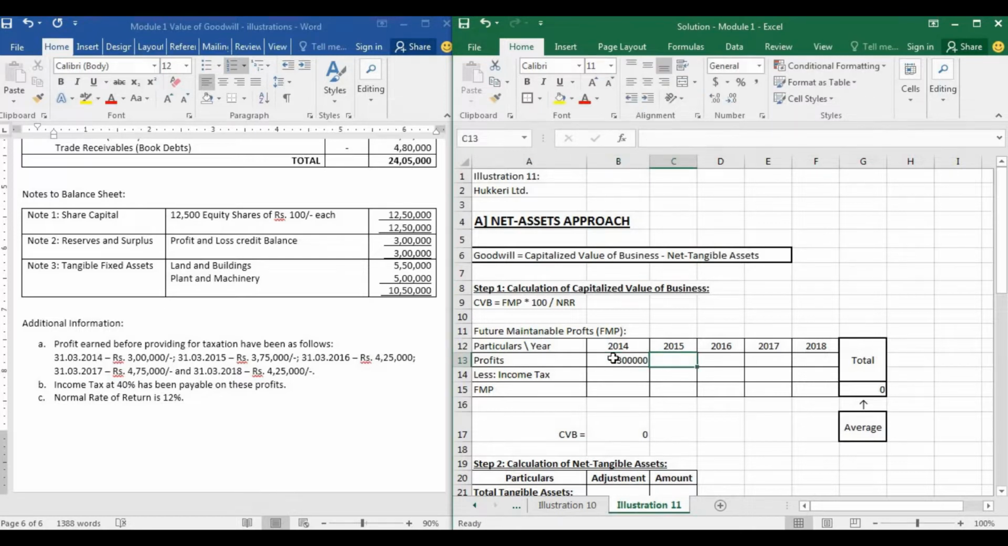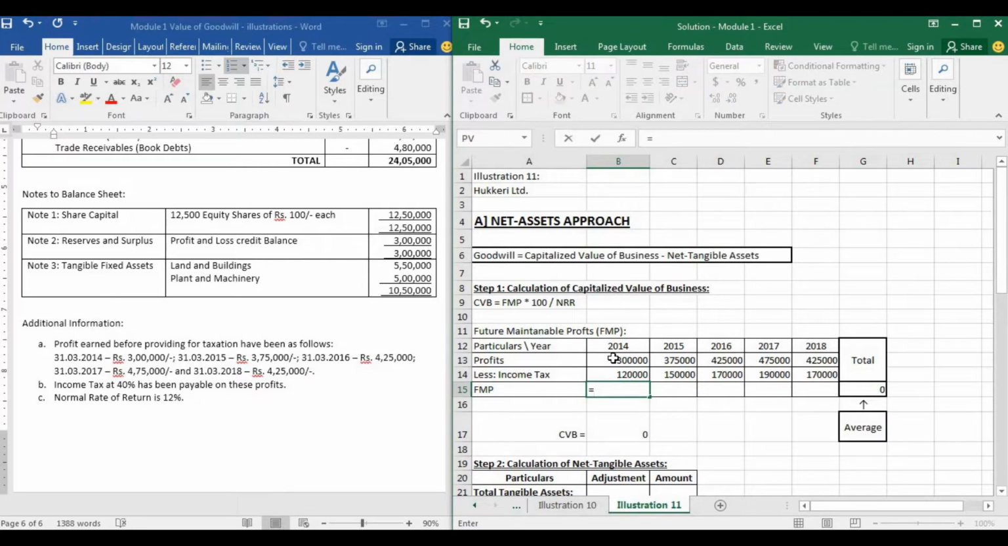It's 3 lakh rupees for 2014. For 2015, it is 3,75,000. For 2016, it is 4,25,000. For 2017, it is 4,75,000. And for 2018, it is 4,25,000. Right, now that we have the profits, let us calculate income tax. Income tax is payable at 40%. So let us find out the income tax for each year. I'll copy paste this formula. You will have to find out 40% of the profits of that respective year. So we get 1,20,000, 1,50,000, 1,70,000, 1,90,000, 1,70,000 as income tax.